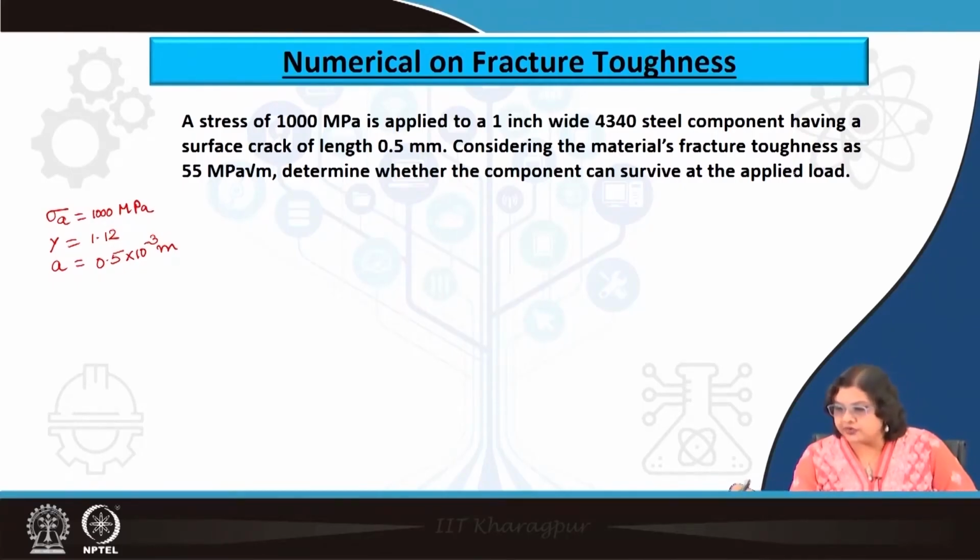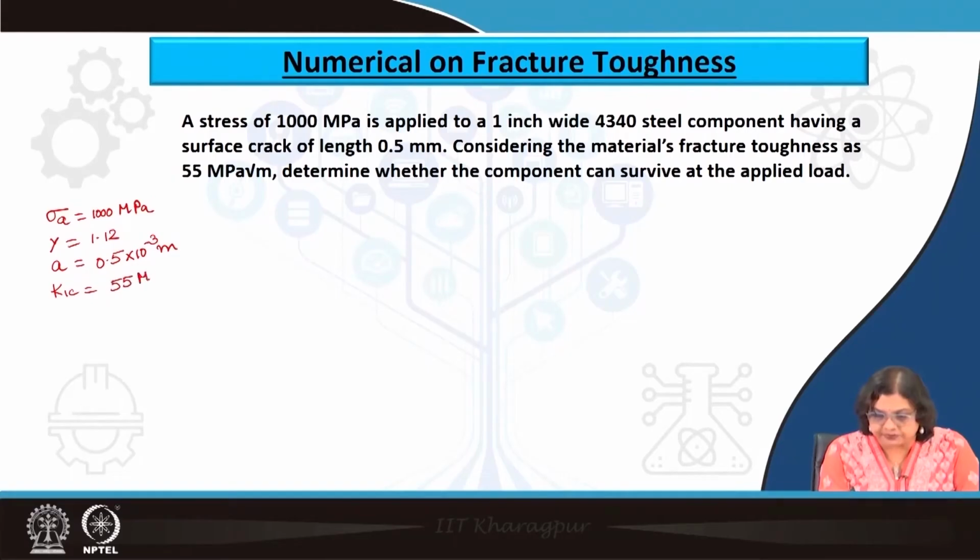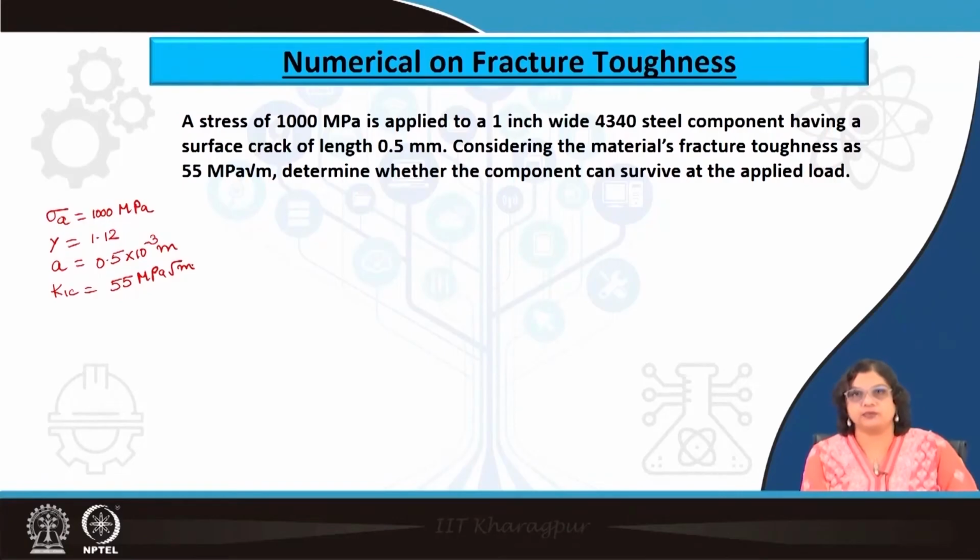Okay. Now, considering the material's fracture toughness as 55 MPa root meter, determine whether the component can survive at the applied load. So, we need to figure out whether the applied stress is sufficient for the material to survive, or whether it will fracture in service. So, K1C given is 55 MPa root meter. Okay. Now, there are different ways by which we can solve this problem. Firstly, we can solve for the required fracture strength, or the critical crack length that can be sustained, or the critical value of K, which could be lower or higher than the given fracture toughness value at the given condition of sigma a and a. So, let us do this to make it clearer.